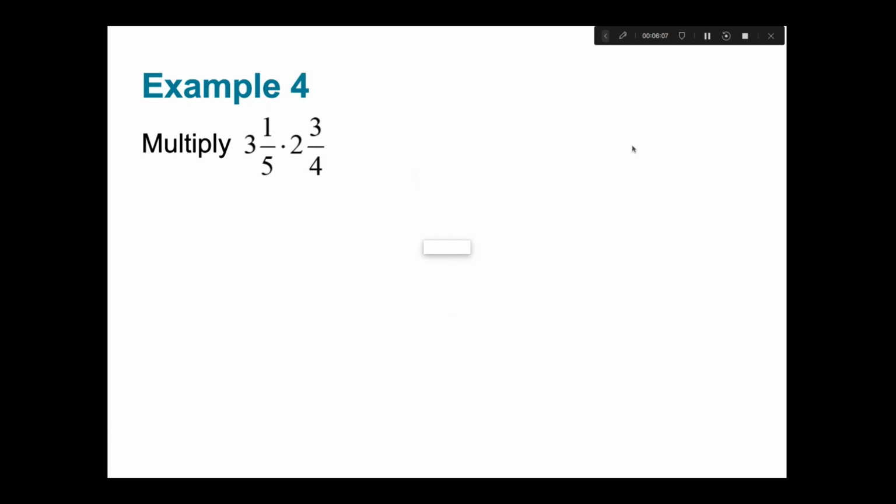Our next example gives us 2 mixed numbers that we're going to multiply. In order to multiply mixed numbers, first we have to turn them into improper fractions. So I'm going to multiply 16 over 5. I also have to do that method to this as well. 2 times 4 plus 3.